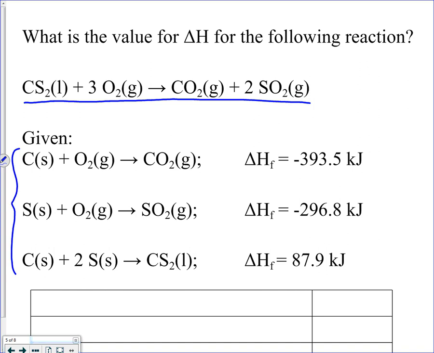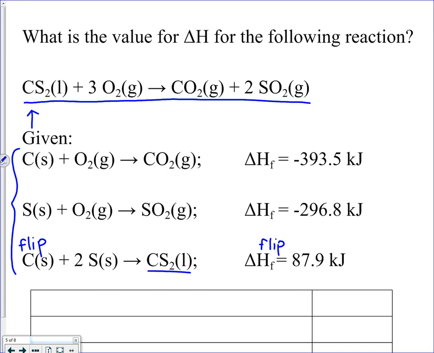So again, I'm just going to look and see, let's just start with the first one. Carbon disulfide. Carbon disulfide, I see it down here, but it's on the wrong side of my equation. So what am I going to do to that equation? I need to flip it. I have the right number of moles, but I don't have it on the right side of the equation. So I also need to flip my heat of formation.